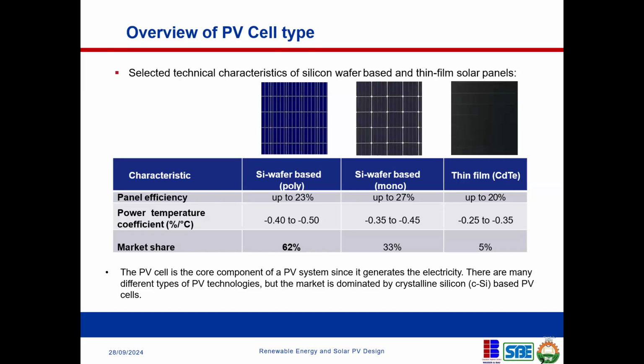We have the poly, we have the mono, and we have the thin film. Now, they all have their own different characteristics, and technology has improved a lot to the point that for the most efficient solar cell, which is the mono, we are now beginning to see efficiency as high as 27. You can see 26, 27, but I think the most you can get now with the current technology is about 27.